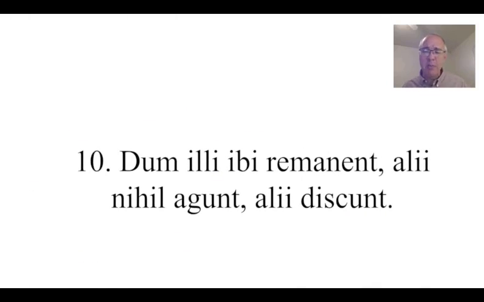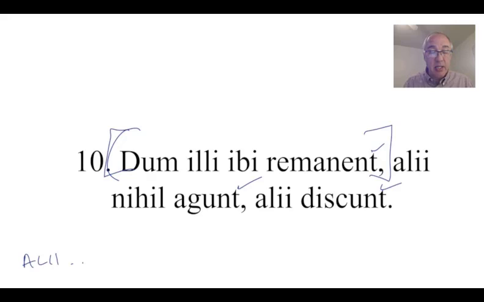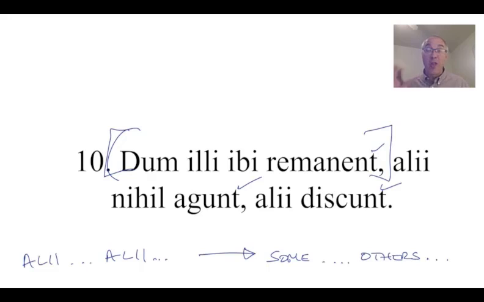Number 10. Dum illi ibi remanent, alii nihil agunt, alii discunt. Here we go. Notice we've got 3 verbs. 1, 2, 3 verbs. And this dum is a dum clause. Dum means while. While this was happening, and then we have this interesting construction, alii, alii. And it means some, others. So while this was happening, whatever was happening in the dum clause, some did this and some did that.